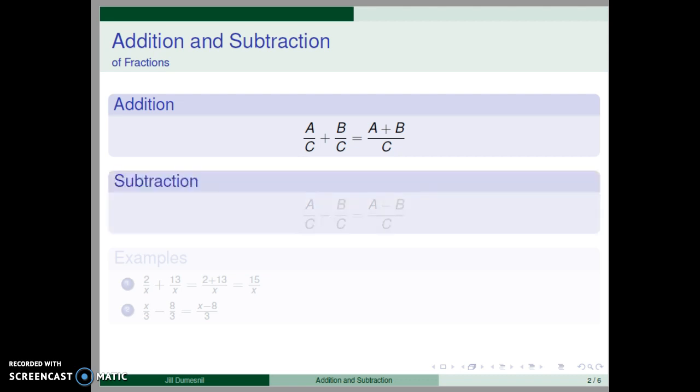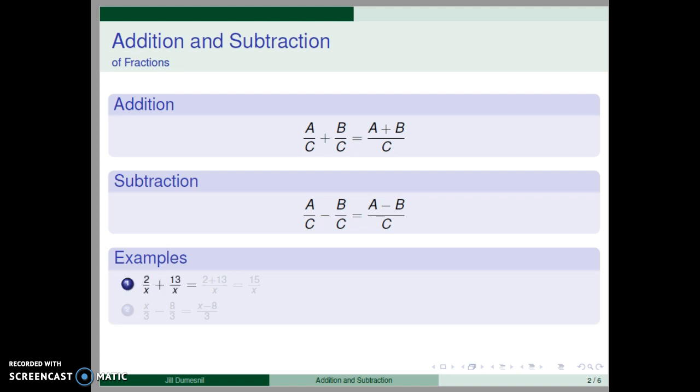Similarly, fraction subtraction requires a common denominator. To subtract fractions with common denominators, we subtract the numerators and keep the common denominator. Let's review two simple examples.